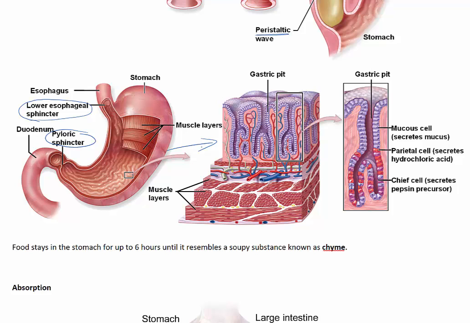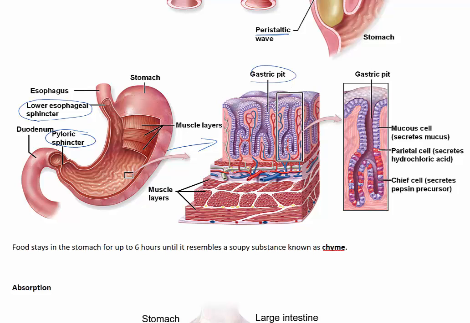Now, these enzymes break down long chain polypeptides of proteins into smaller chain polypeptides. The gastric juice itself comes from different cells housed in gastric pits that line the stomach.